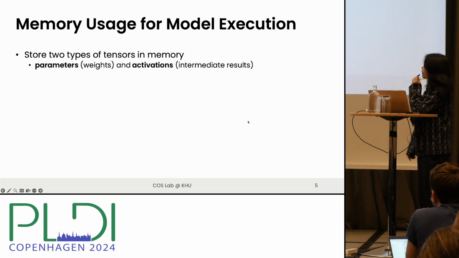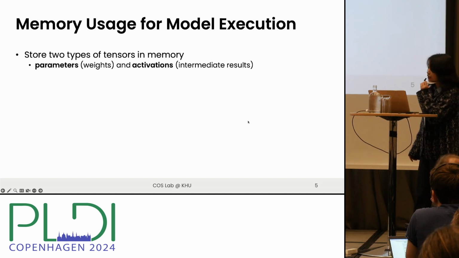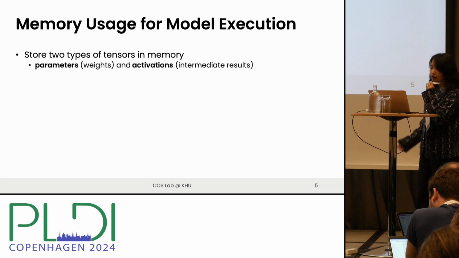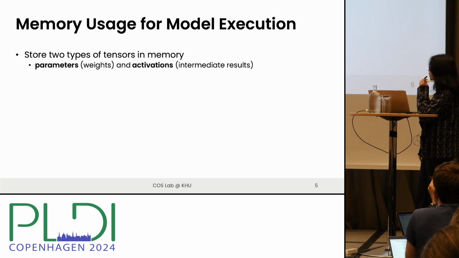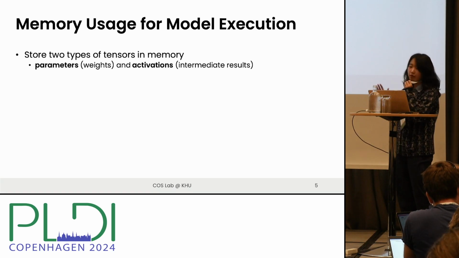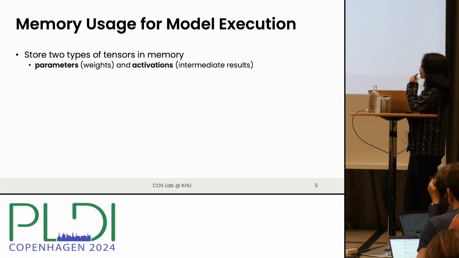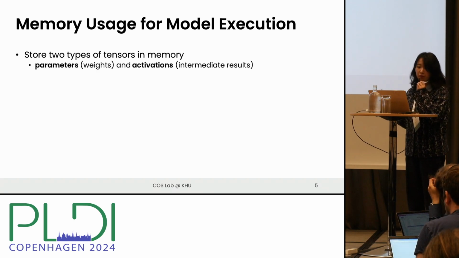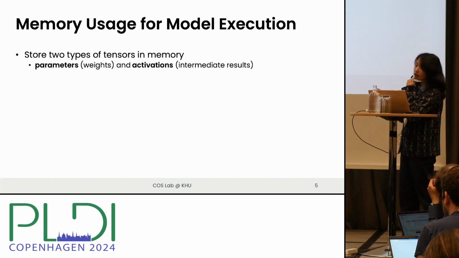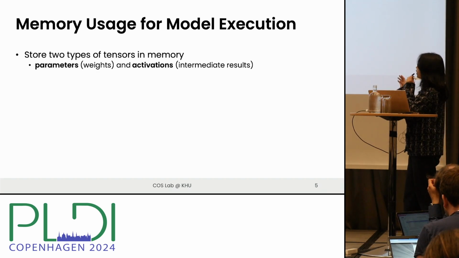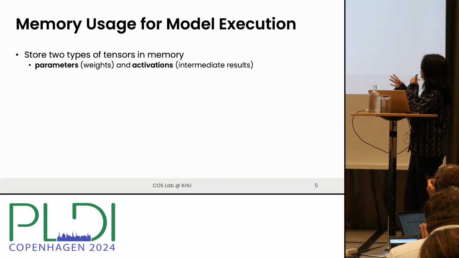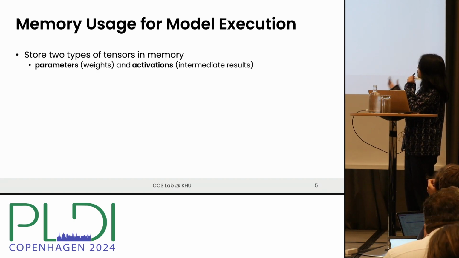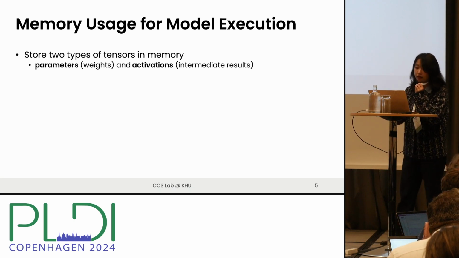So we analyzed the memory usage of an image segmentation model on top of an existing tiny ML framework. So basically, to execute a model on the target system, 2 types of tensors have to be stored in memory. The first one is parameters, which are the weights of the model. Usually they are fixed after training. And the second one is activations, which are the intermediate results from the input data.